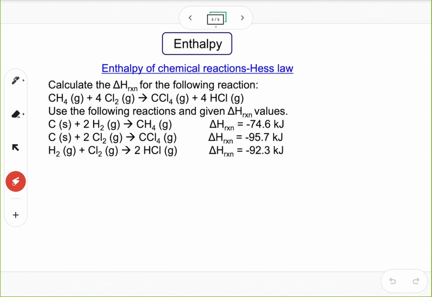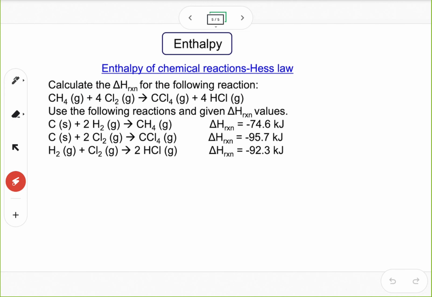So what should we do? Well, what we can do is break this overall reaction into three sub-reactions. And we measure the delta H reaction for each one of them. And then we use Hess's law to do stoichiometry for all three of the sub-reactions to find out the delta H reaction for the overall reaction. Okay. So what should we do? Well, the way to do this is you need to reorganize those sub-reactions and add them together to come up with the overall reaction, okay?